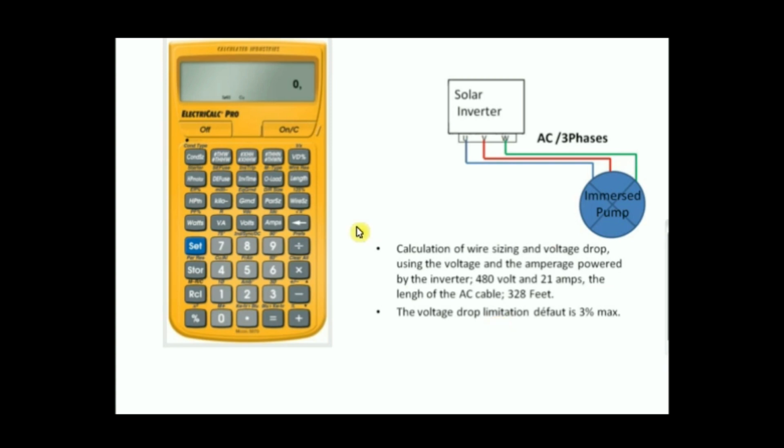So first of all, we have to clear so we can start over from the beginning. So we have to click on set and clear all. And then we have to check if we are in the three phases mode, because our installation is on three phases. So we're gonna click on set and then 3. And as you can see, we are in the three phases mode. And now we can start our calculation.